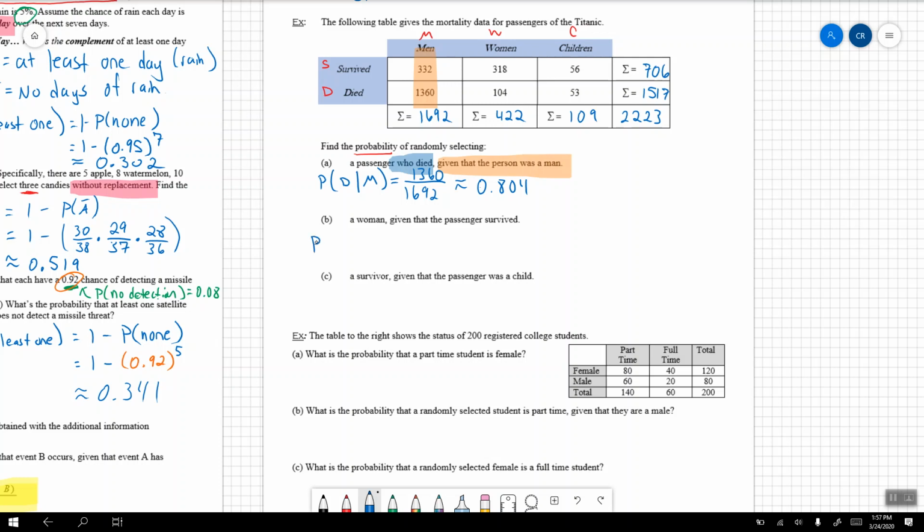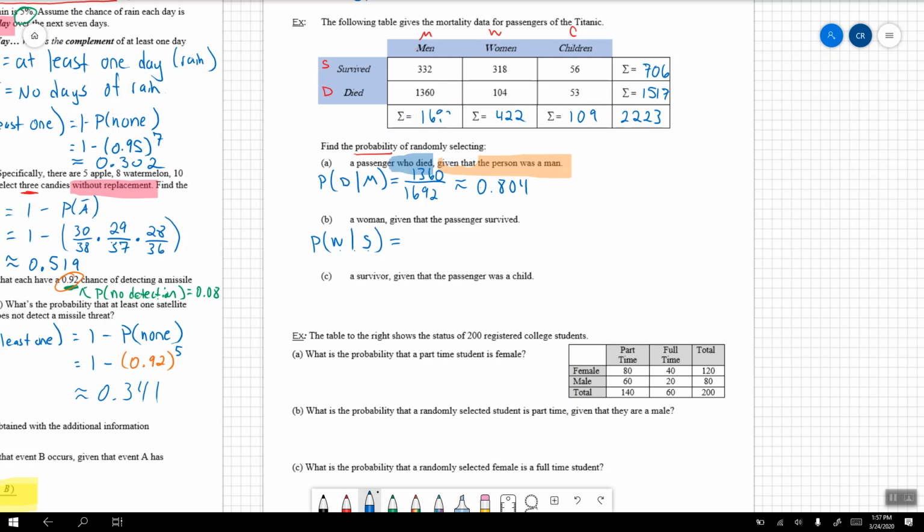All right. So the next example, we want to find the probability of randomly selecting a woman given that the passenger survived. So probability of a woman given that the passenger survived. So again, the first thing that we have to look at here, oops, sorry about that.